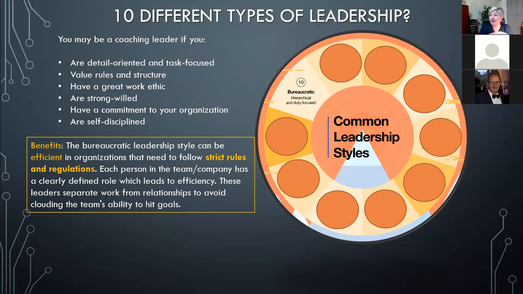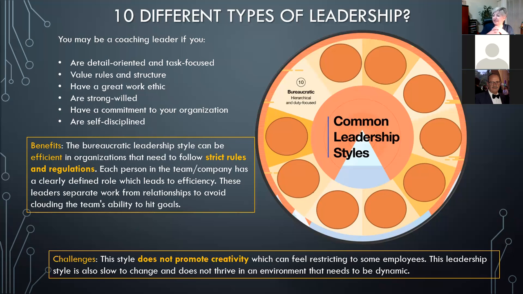Bureaucratic leaders' style can be efficient in organizations that need to follow strict rules and regulations. Each person in the team company has a clearly defined role, which leads to efficiency. These leaders separate work from relationships to avoid clouding the team's ability to hit goals, okay? Caution factor on this one is that this style does not promote creativity, which can feel restricting to some employees. This leadership style is also slow to change and does not thrive in an environment which needs to be dynamic. So that's interesting. And I don't think if you're a good bureaucratic leader, I don't think you're going to actually suffer those challenges at all, which is pretty cool.